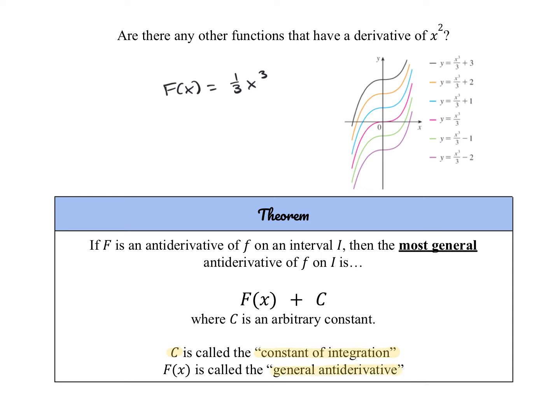Now, sometimes we will be finding what's called a particular antiderivative where we're given maybe more information about the function, but anytime we're finding that general antiderivative, our answer should have that constant of integration.